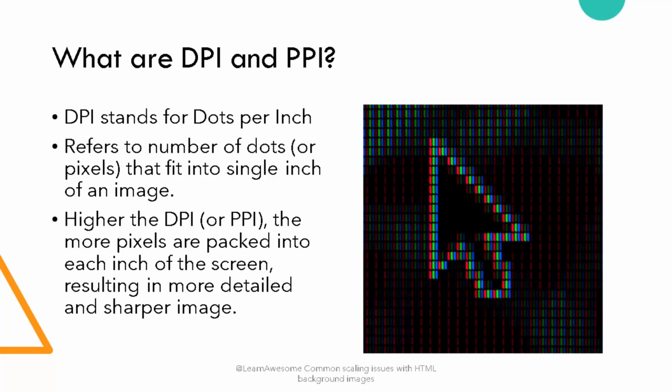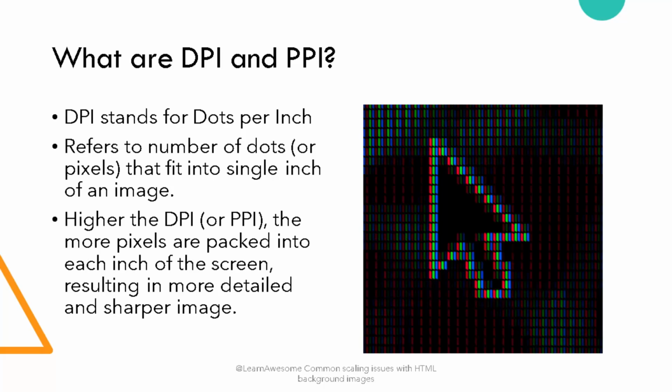Before diving into the solution, let's quickly define a few key terms, DPI and PPI. DPI stands for dots per inch and refers to the number of dots or pixels that fit into a single inch of a printed image. Meanwhile, PPI stands for pixels per inch, which measures pixel density on digital screens like your smartphone or laptop monitor. The higher the PPI or DPI, the more pixels are packed into each inch of the screen or print, making images sharper and more detailed.